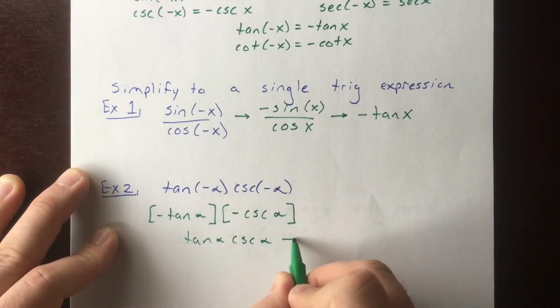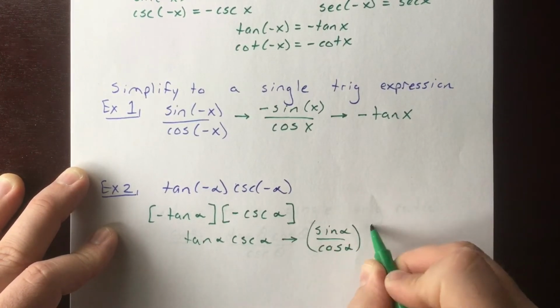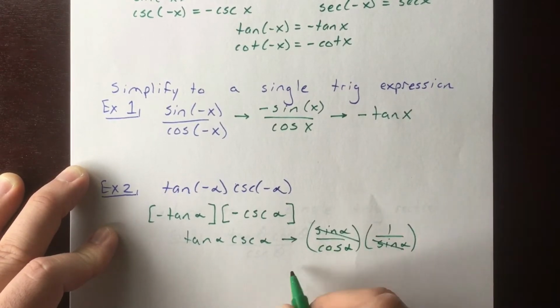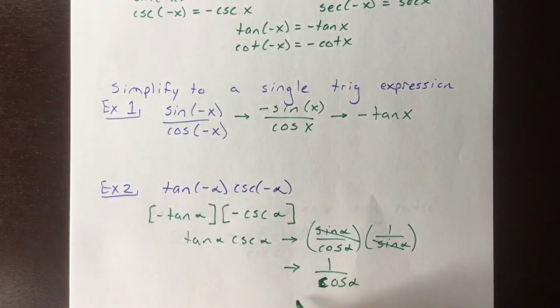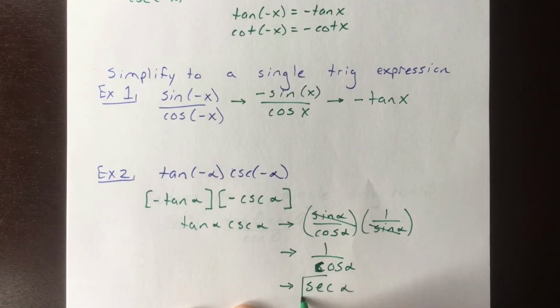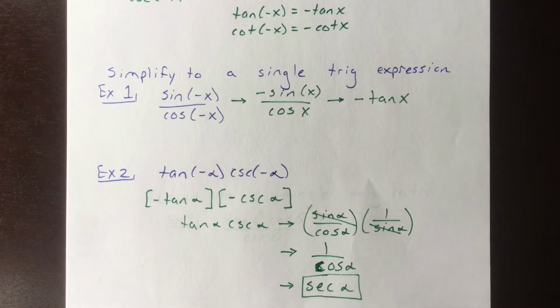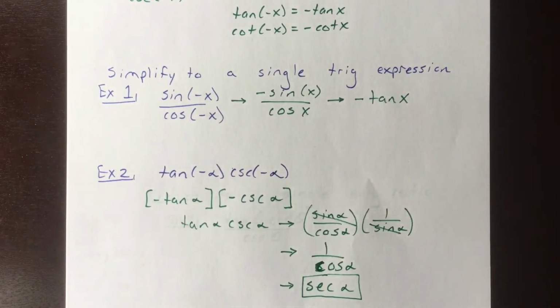Simplifying, sine alpha over cosine alpha, multiplied by 1 over sine of alpha. And with some simplification, we get 1 over cosine of alpha, which comes down to just secant of alpha. So simplifying to a single trig ratio. Not bad. This is a really good identity to use when you have negatives appear within your trig function. Knowing where that negative goes is very, very useful.